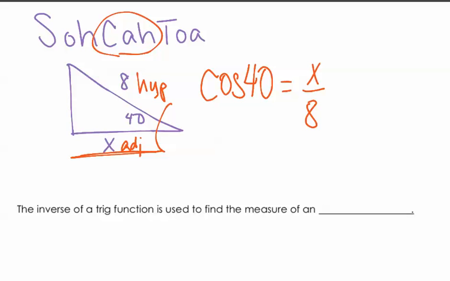Well, now we're going to turn the tables. I'm going to give you two sides and now I want you to find the angle. The way we're going to do that is by using the inverse of trig functions. So the inverse of a trig function is used to find the measure of an angle.